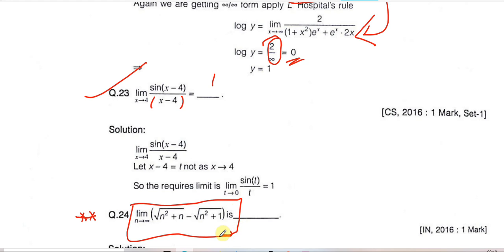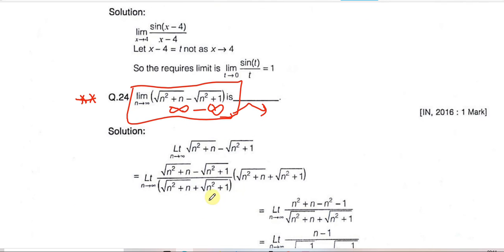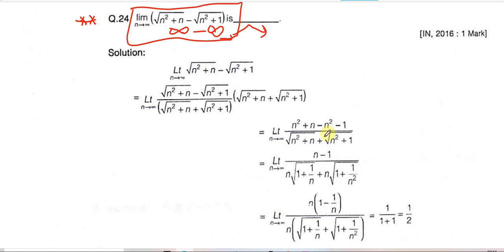If a square root term is coming, as n approaches infinity, an infinity minus infinity term is coming. Infinity minus infinity is also an indeterminate form. So how will you convert this infinity minus infinity into 0 by 0 or infinity by infinity? By simply rationalizing it. Rationalizing means multiply the numerator and denominator by the same expression with the minus replaced by plus. After multiplying, you will get a minus b into a plus b, so the a square minus b square formula will convert it.